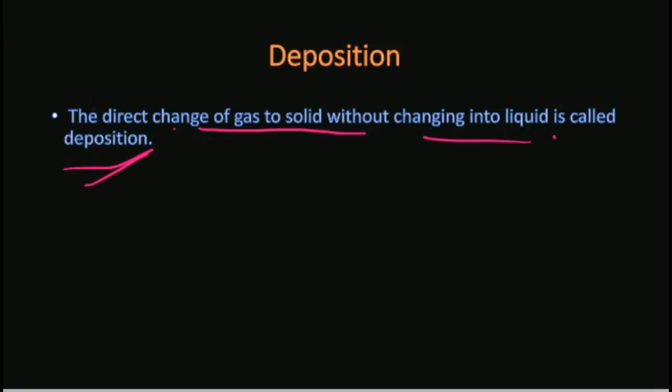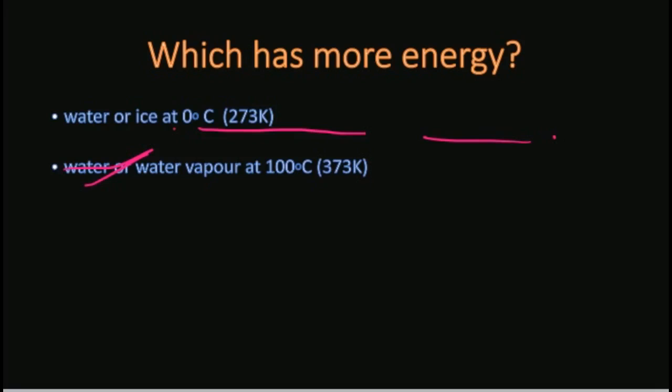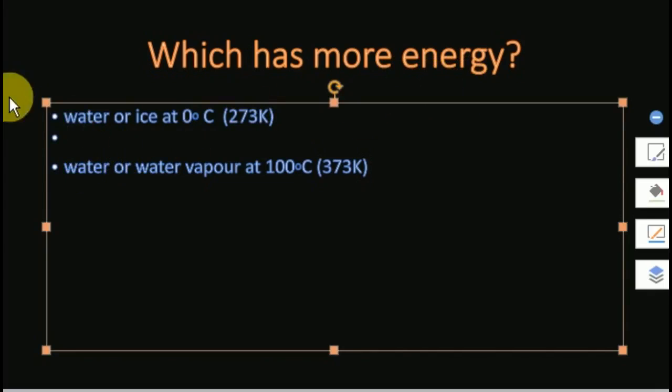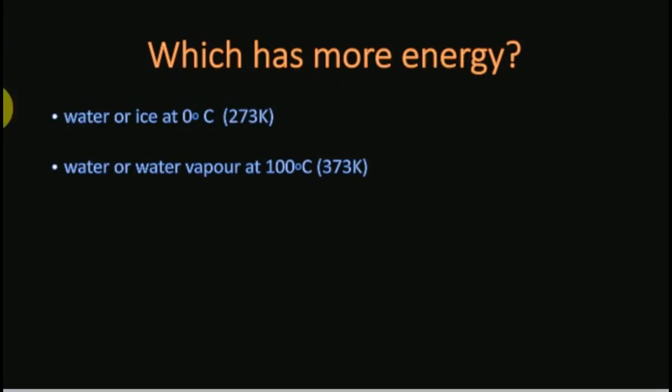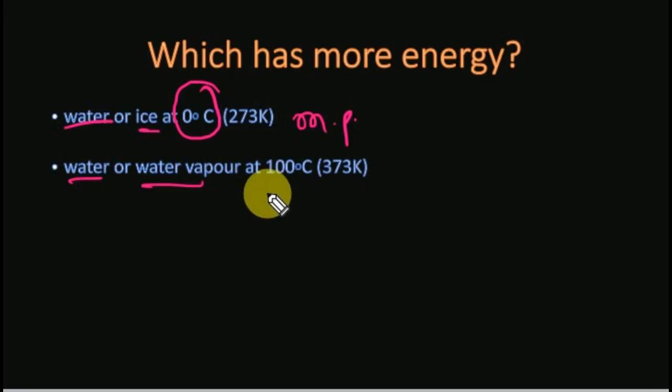Now one more thing I have in my slide, which has more energy. This is the most important thing. Which has more energy: water or ice at 0 degrees Celsius? 0 degrees Celsius is the melting point. And water or water vapor, which has more energy at 100 degrees Celsius?